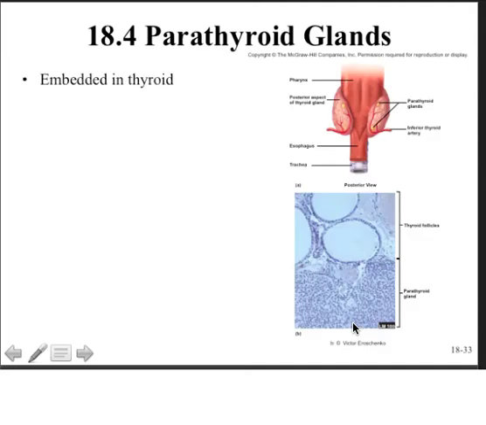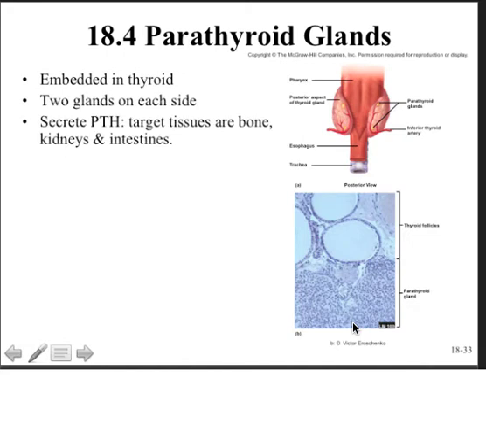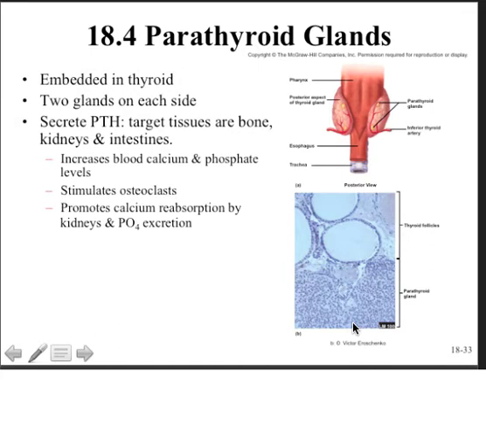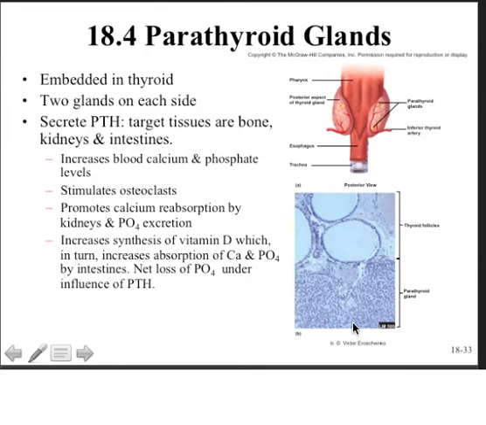The parathyroids are on the back side of the thyroid gland at the edges. Average about 4 parathyroid glands per individual, though there is some variation in that number. They secrete parathyroid hormone, which has the opposite effect of calcitonin. It elevates blood calcium levels by increasing osteoclast activity. It promotes calcium reabsorption in the kidneys along with phosphate excretion, and increases the synthesis of vitamin D, which increases absorption of calcium and phosphate by the intestine, and net loss of phosphate as well.